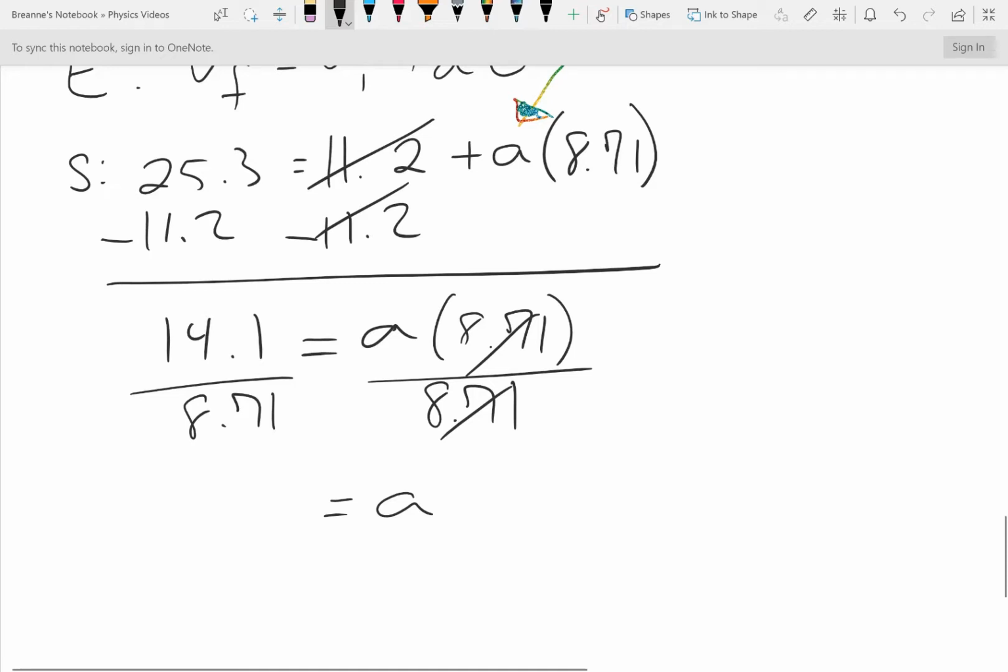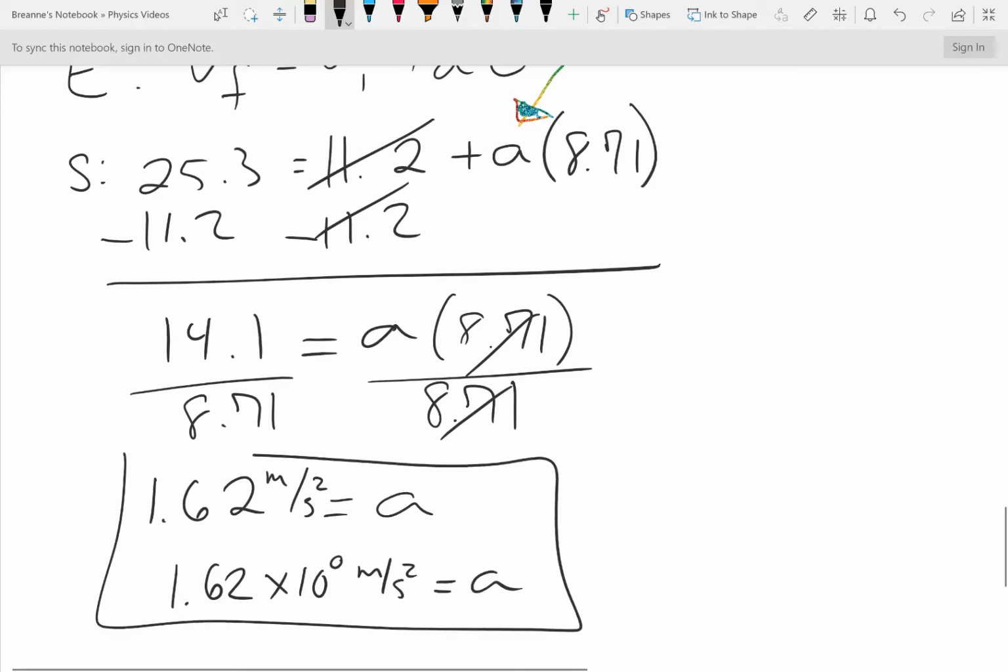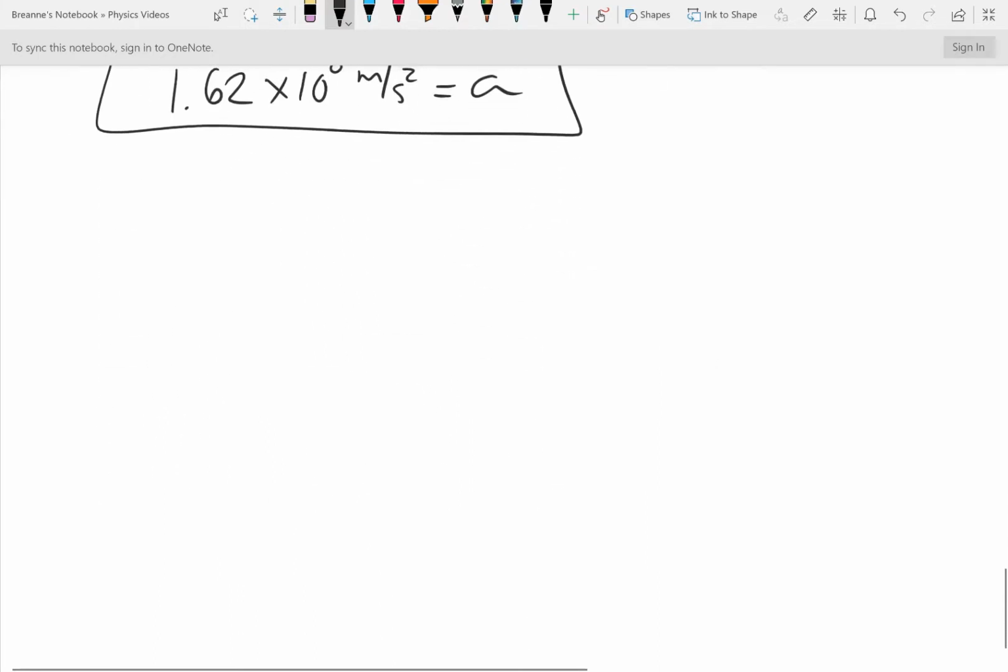And you would get 1.62 meters per second squared as your answer. To put that into scientific notation, you don't have to move the decimal at all because we already have 1 in front of the number. So it's just 1.62 times 10 to the 0 meters per second squared is our acceleration. So that is your standard and scientific notation answer. And that's done for number 2.